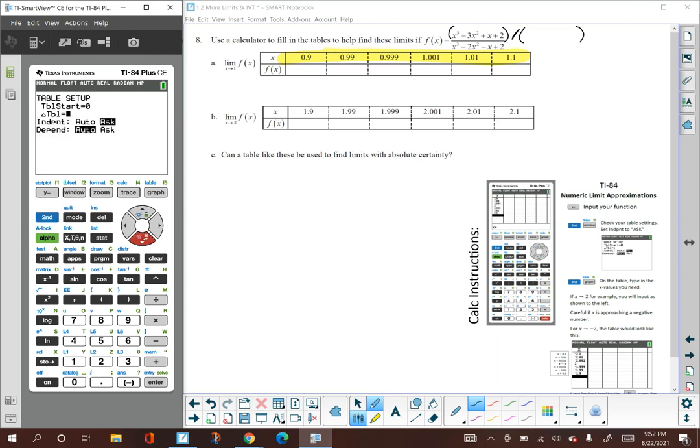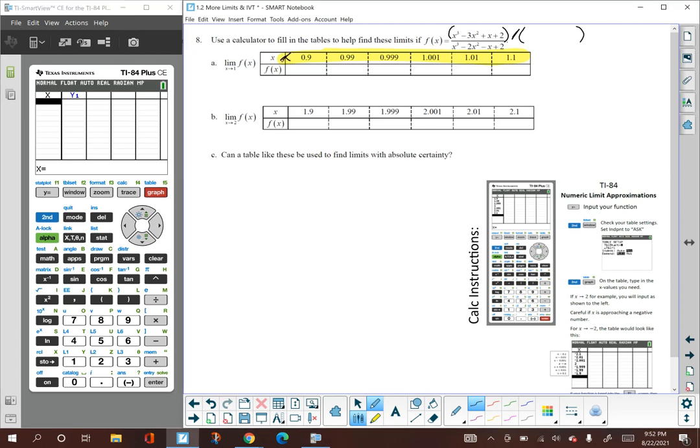When you come into this window, it's usually like this, both of them on auto. We want to change that independent variable to ask. So in this way, it'll ask us what x values we want instead of just automatically doing the integers. Once you change independent to ask, you can go to the table itself, and it should be blank because we told the calculator we would like you to ask us the x values. So now I can type in the x values from my table, and the calculator will do a calculation.